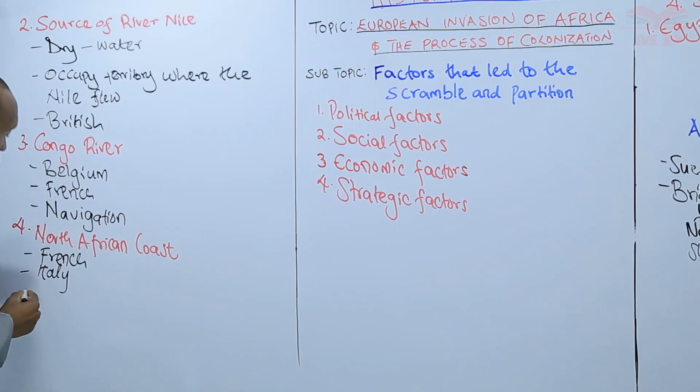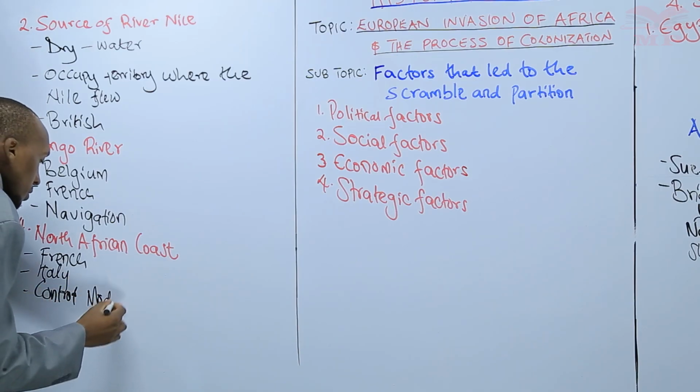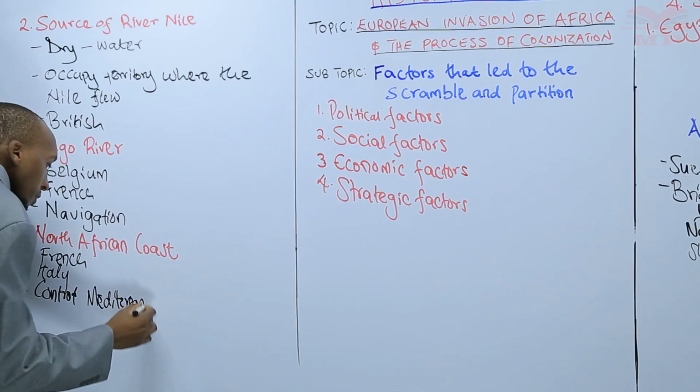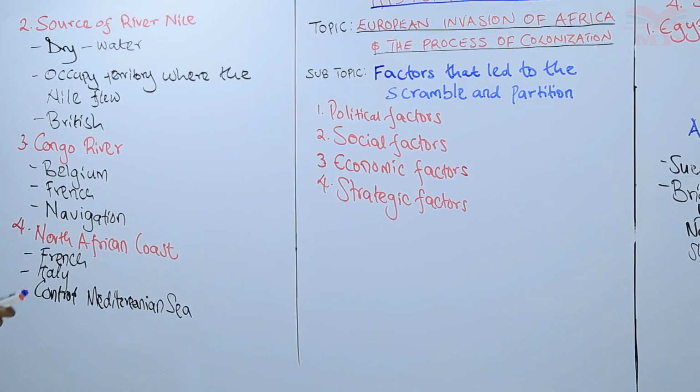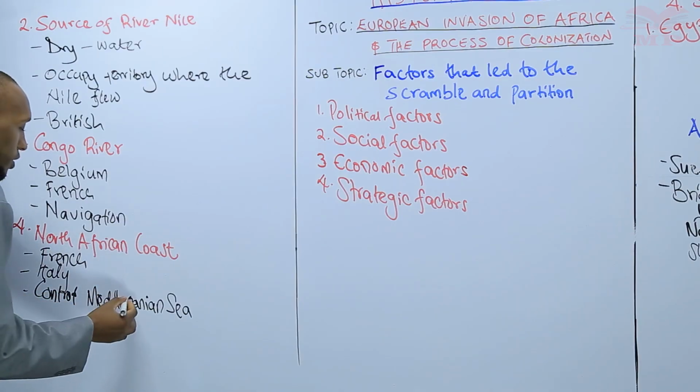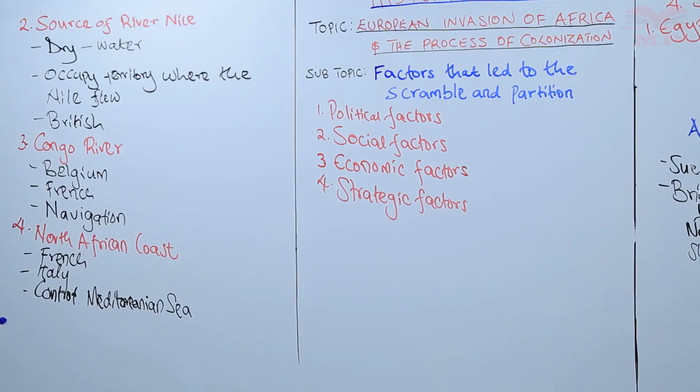And I've said they needed to control the Mediterranean Sea. This one is double R, Mediterranean Sea. That is our fourth reason, or the fourth strategic factor that encouraged the European powers to come and get territory in Africa.